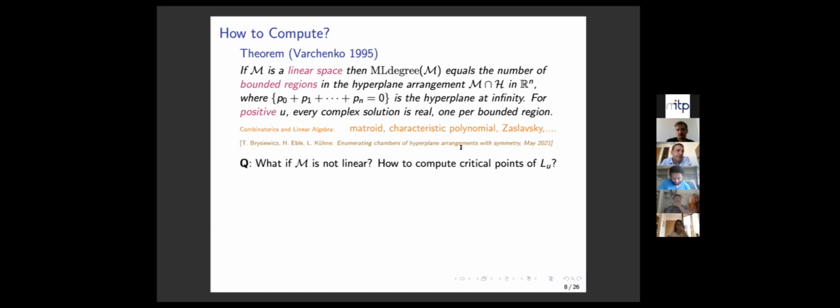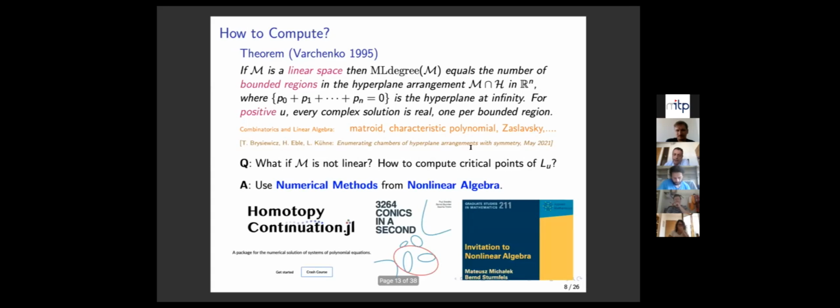Now, what if the model is not linear? The world is generally not linear. That's why we are called the nonlinear algebra group in Leipzig. How would you compute the critical points in that case? Well, in that case, we have to use numerical methods from nonlinear algebra rather than linear algebra, and in particular, numerical methods relying on homotopy continuation are very popular these days. So there's a Julia package called HomotopyContinuation that I strongly recommend. It provides numerical solutions for systems of polynomial equations.